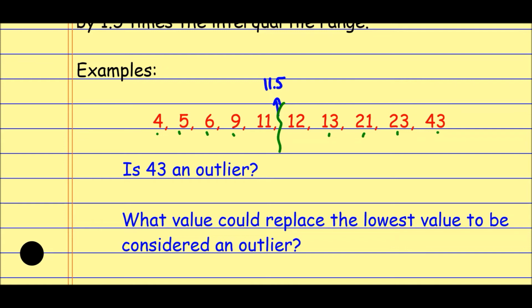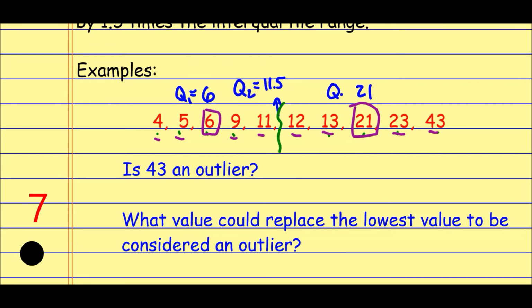Now I start counting from each end again. So there's my first quartile, and there's my third quartile. Okay, so I'm identifying each of the quartiles. And now the interquartile range for this one is going to be the 21 minus the 6, which is 15. All right, so 15 is the interquartile range.